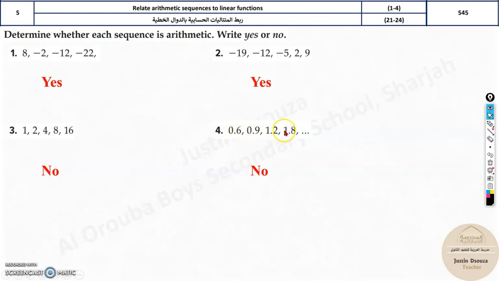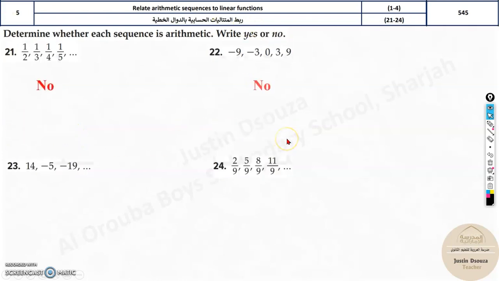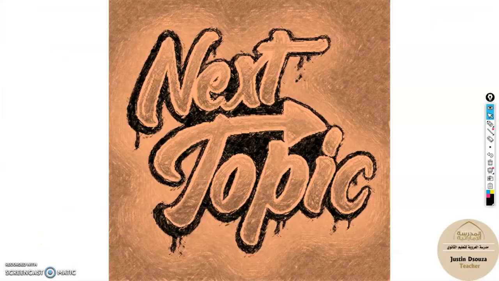It's 0.3, 0.3, then it is 0.6. No, it's not an arithmetic sequence. Similarly, you can check the remaining. And over here also, please do check it by yourself. Pause the video, do it by yourself, and then confirm. Find the common difference for all, and then confirm the answers.